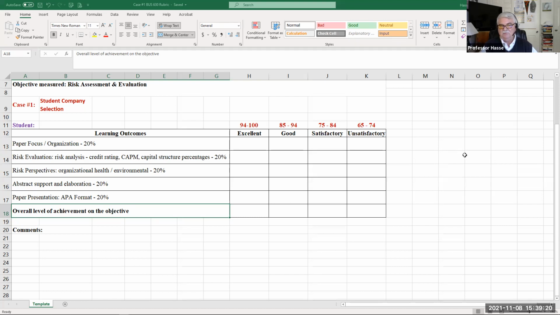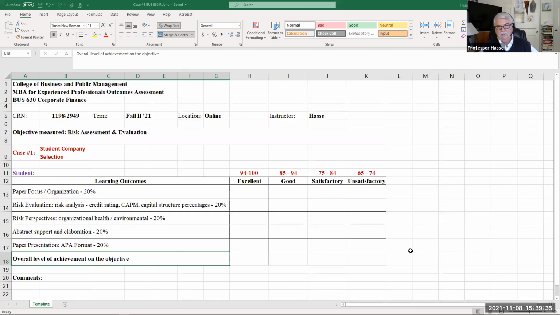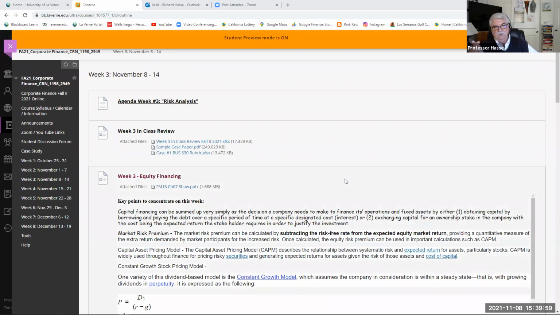I grade you on all these 5, and you'll get back when I return your paper back to you next week. Each one of you will have an individual sheet like this, and you'll see my evaluation of your case work. Okay. So going back to Blackboard to week number 3 under week 3 in-class review, you will see the sample case paper and the rubric for this case to download and use as examples and sources of information.